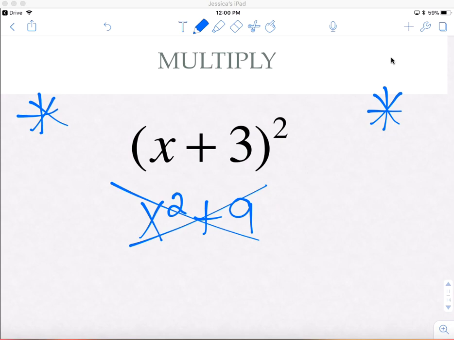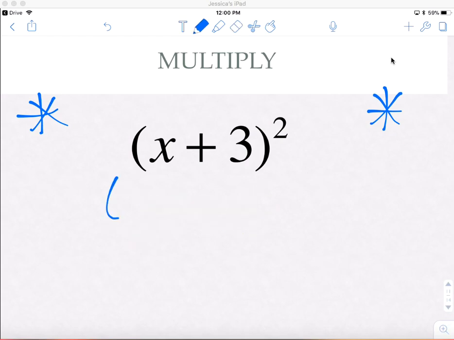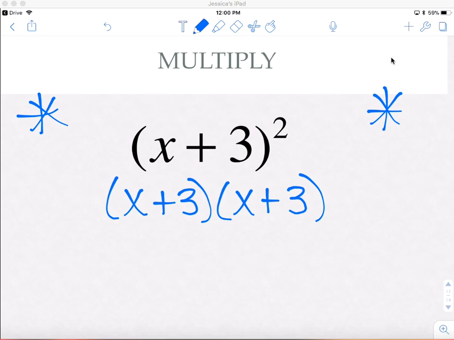When you have x plus 3 squared, what this means is you have x plus 3 twice. So you have to actually FOIL this out. I want you to go ahead and pause the video and try to FOIL this on your own before restarting to check.